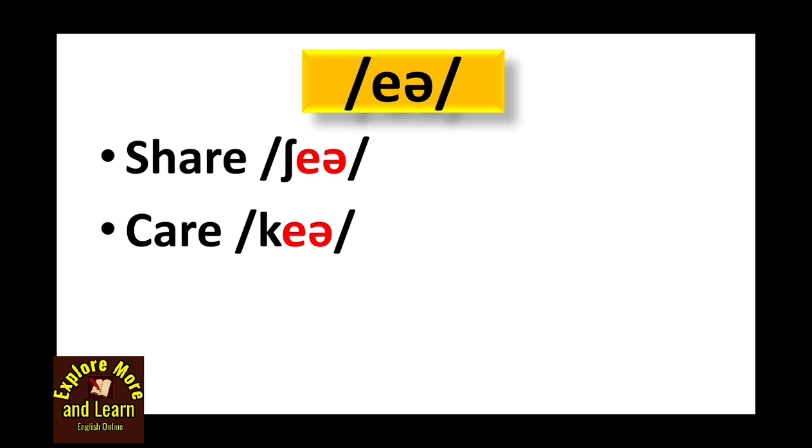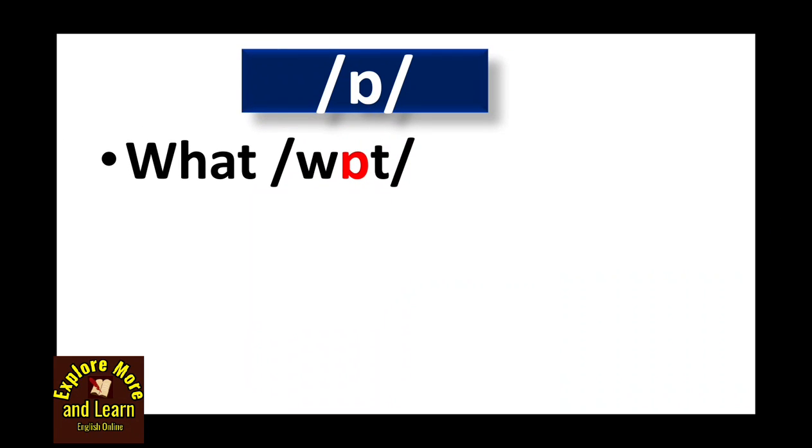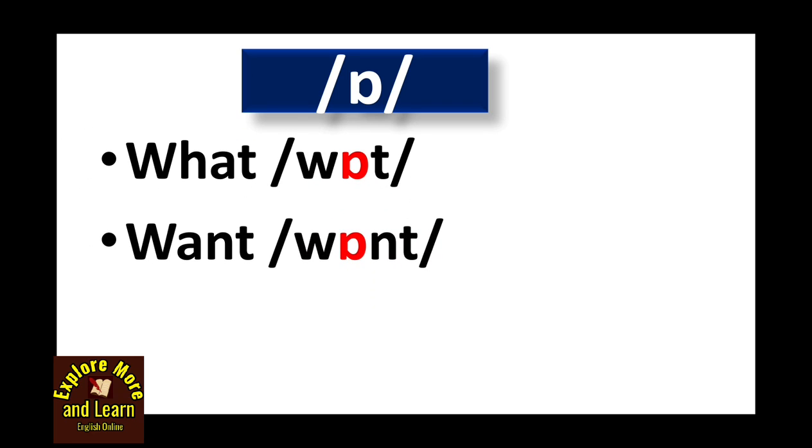You got it? Another way to pronounce the letter A is /ɒ/. It's a short vowel, and this is the sound symbol for the sound /ɒ/. For example, what. Here letter A is pronounced as /ɒ/. Another example, want. What, want. So here, this is the sound which we get by the letter A, that is /ɒ/. It's a short vowel, and this is the sound symbol for the sound /ɒ/. I hope you have understood well these various ways to pronounce the letter A, right?